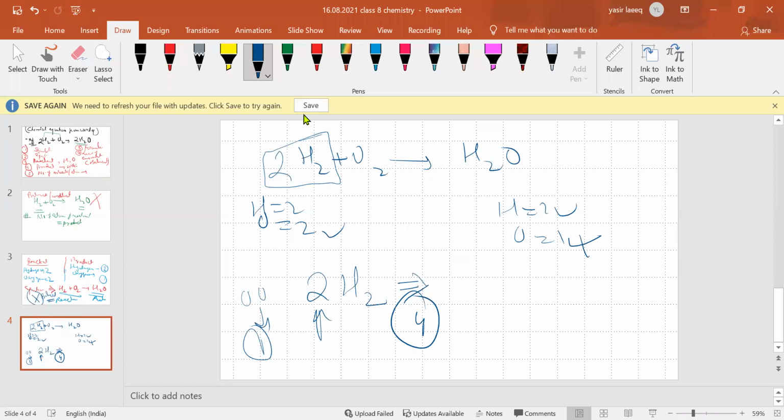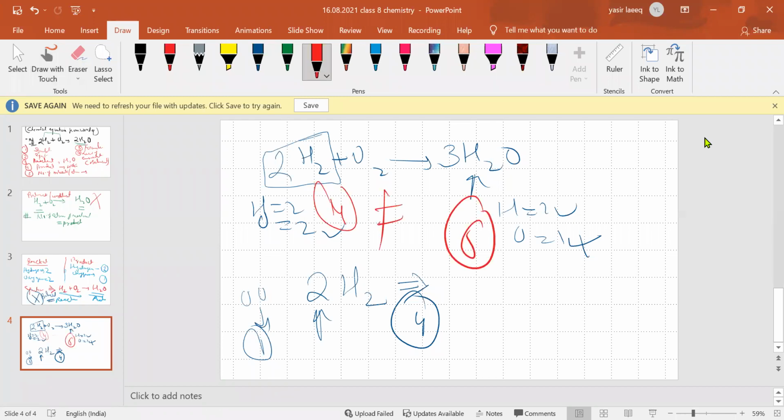But it is 2 here. And see once again, oxygen is 2, but there is only one oxygen. So we have to make such that any number we make, if we make it 3, then it will be, beta, this is mathematics, try to understand, 6. It will become 6. But here it will be 4, so it will not balance still. Is it clear? Yes, sir.